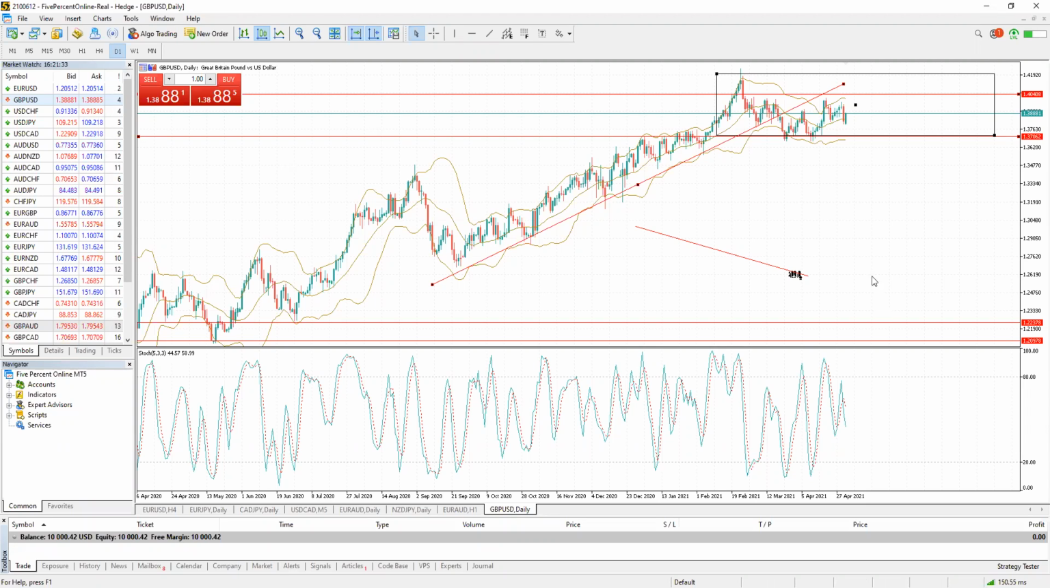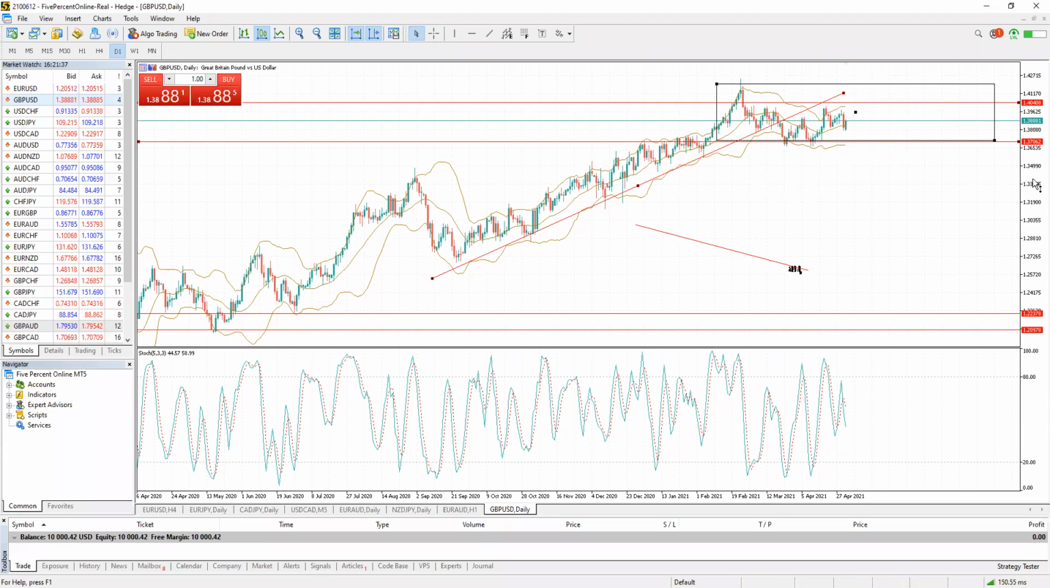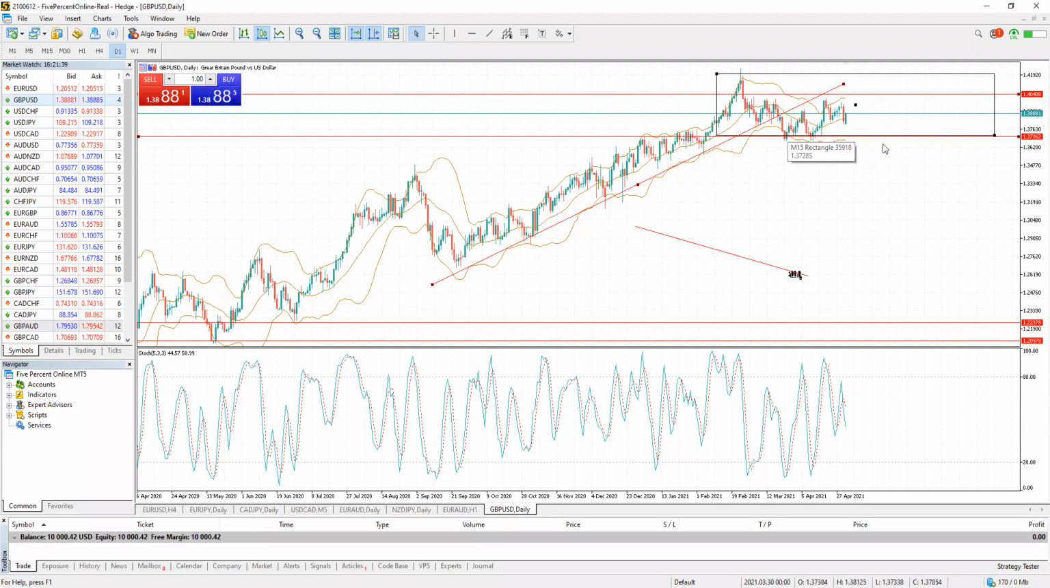Okay. Am I clear on the GBP USD? That's a great setup to see. That's great that we have some traders that know where to look for some kind of opportunities. But yeah, that's a great setup that we have there.